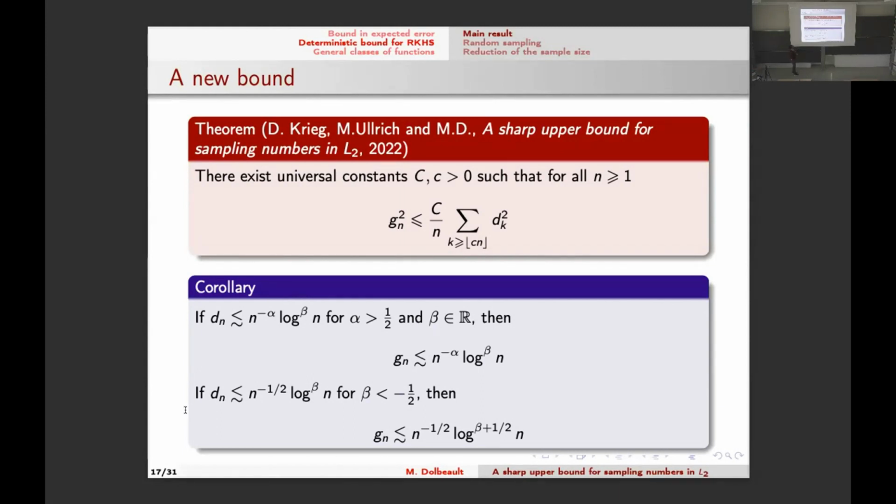Here is an example. If the weights decay like n to the minus alpha, then for alpha larger than 1/2, remember that I need the Kolmogorov weights to be L2 summable, the sampling numbers decay at the same rate. But in the critical case, they decay a bit slower. And this is sharp again because of the lower bound just before.